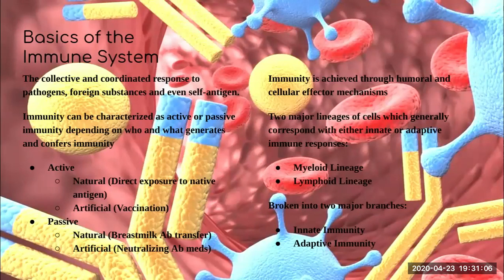The immune system protects in two main ways: through humoral, meaning blood components, and also through cellular components. So some of the blood components would be those antibodies or the complement system, and then the cellular components are just like they sound, they're cells. There's two major lineages, which I'm going to go into in the next video, but these are just broadly myeloid and lymphoid lineages, and they're broken down sort of into two branches.